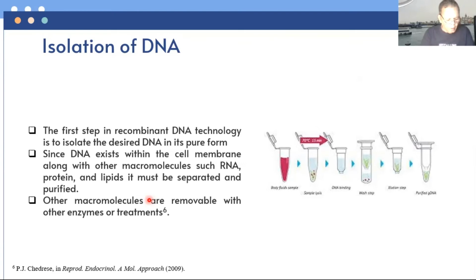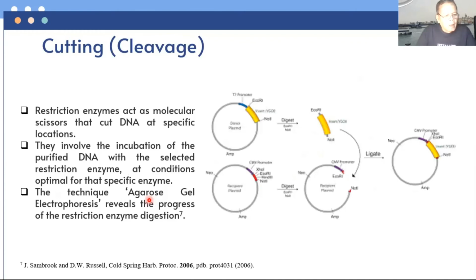Then cutting or clipping. Restriction enzymes act as molecular scissors that cut DNA at specific locations. These reactions are called restriction enzyme digestion. They involve the incubation of the purified DNA with the selected restriction enzyme at conditions optimal for the specific enzyme.